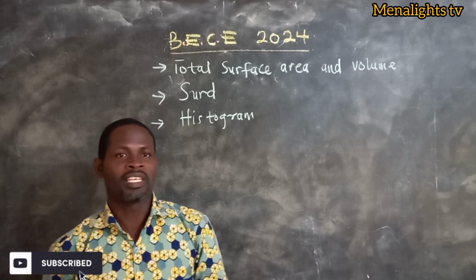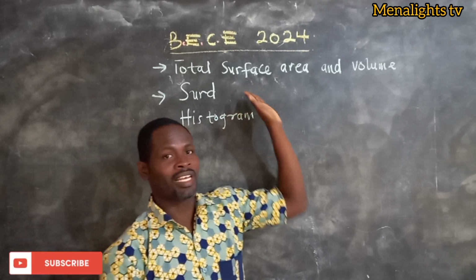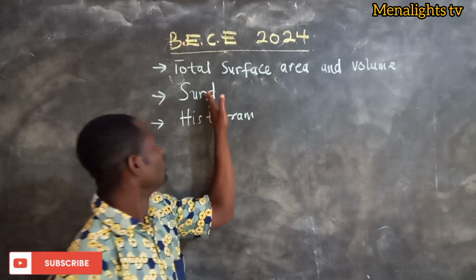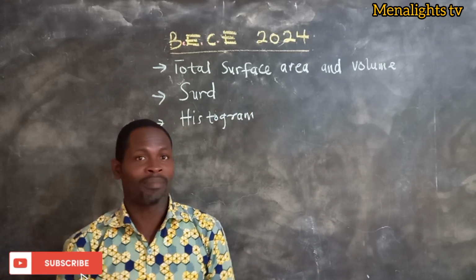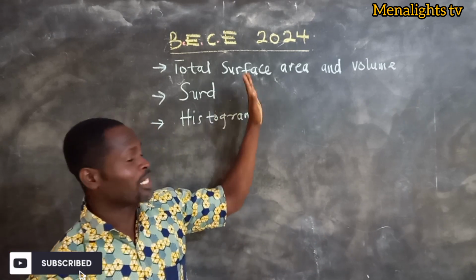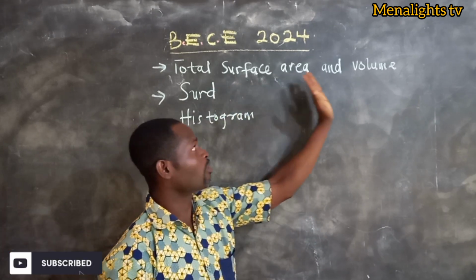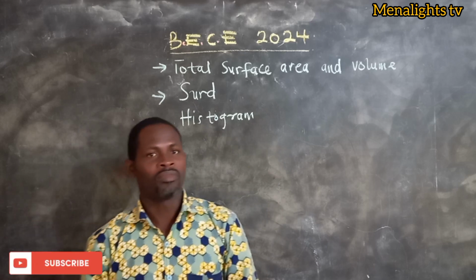Since the introduction of the new syllabus, we realize that the new strands that are being introduced is what? We have the set. As for the total surface area, it will be there, but it will be a long time that they set questions on it. So we are expecting questions to come from the total surface area and volume, set, and then histogram.